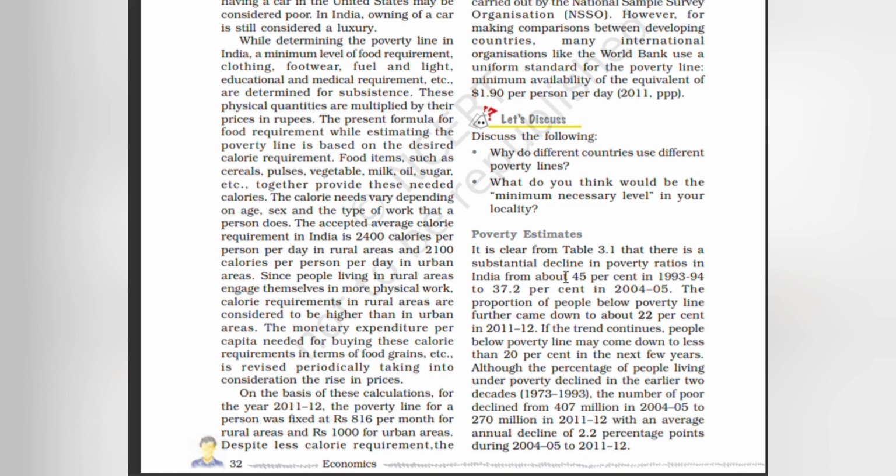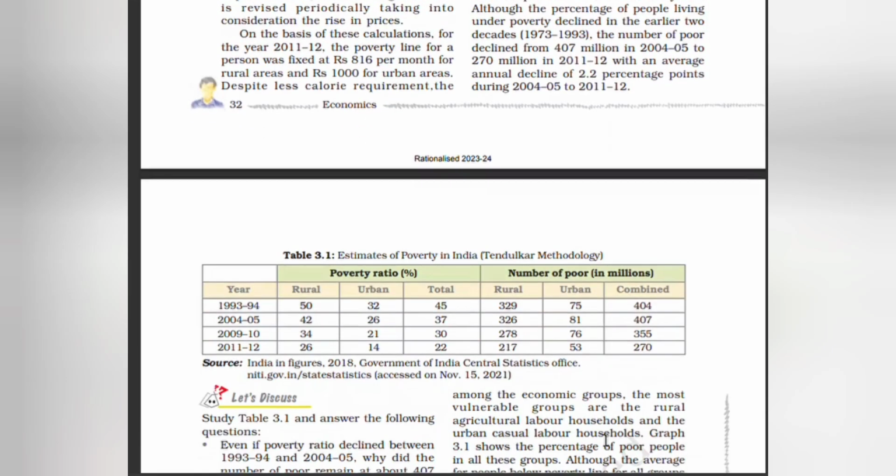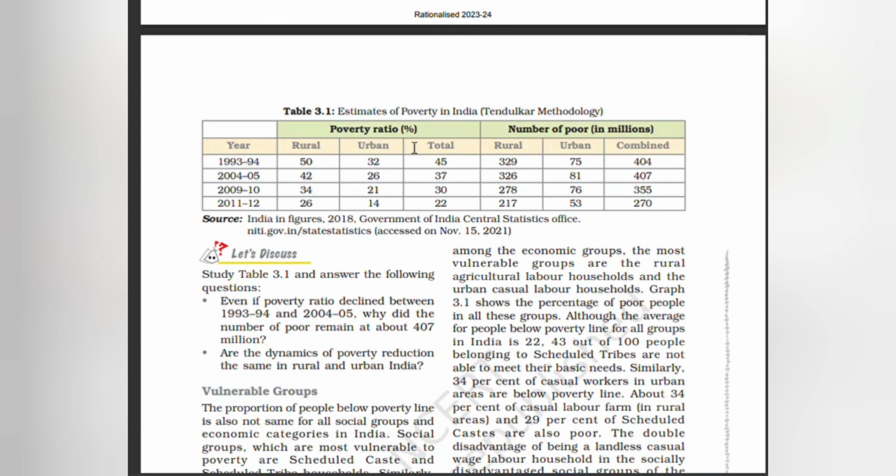Although the percentage of people living under poverty declined in the earlier two decades, 1973-1993, the number of the poor declined from 407 million in 2004-5 to 270 million in 2011-12, with an average annual decline of 2.2 percentage points during 2004-5 to 2011-12. Estimate of poverty in India. Tendulkar methodology. Year 1993-94. It is a rural-urban total.